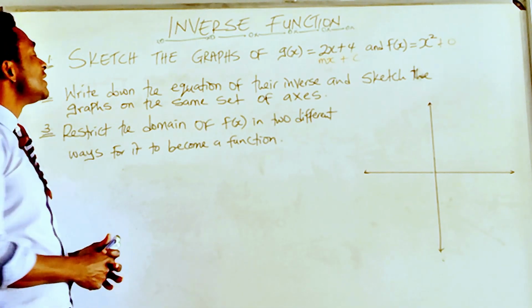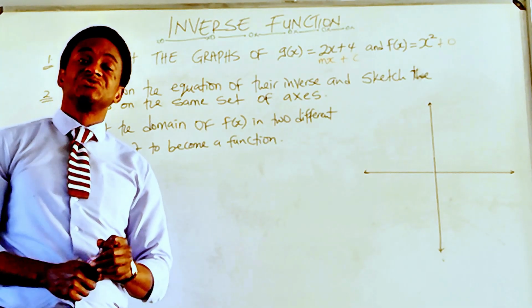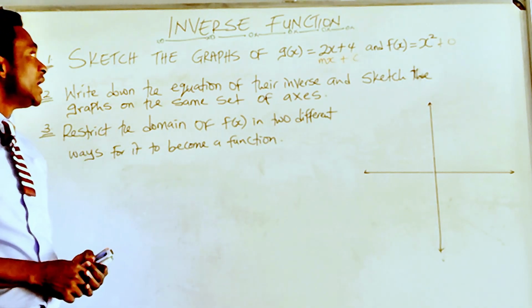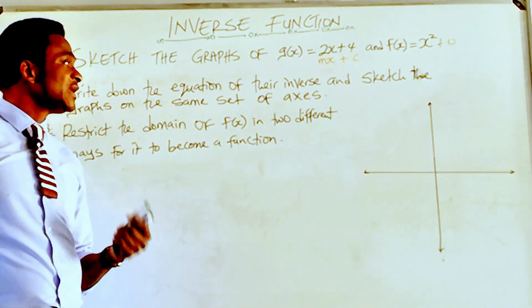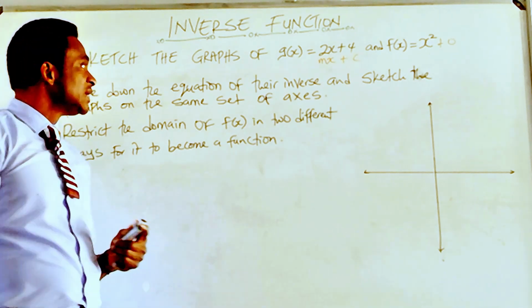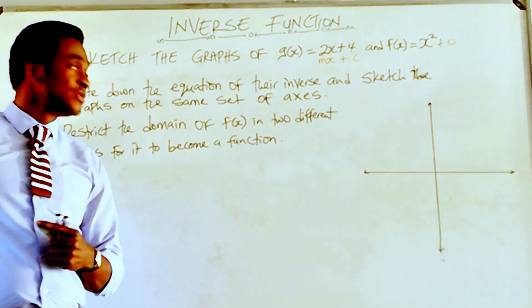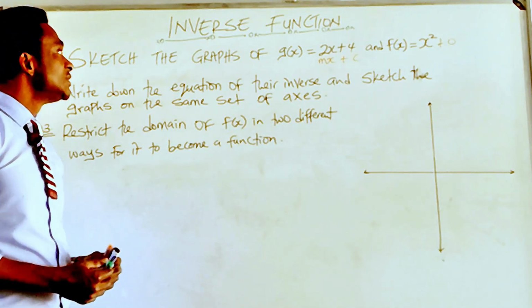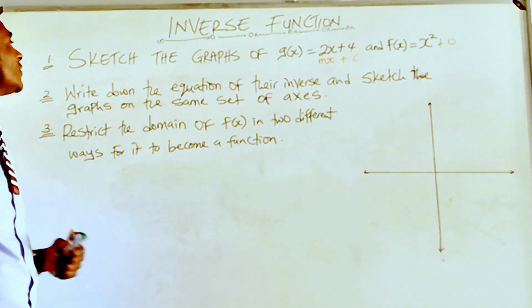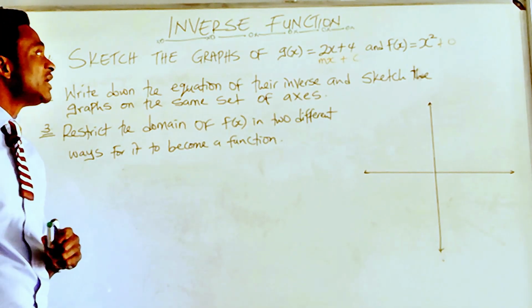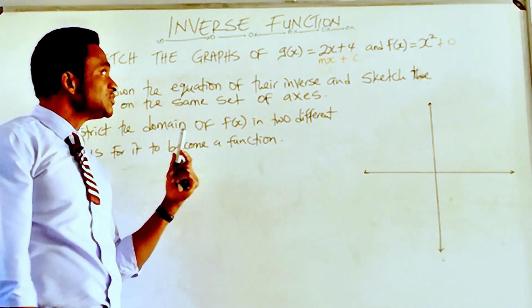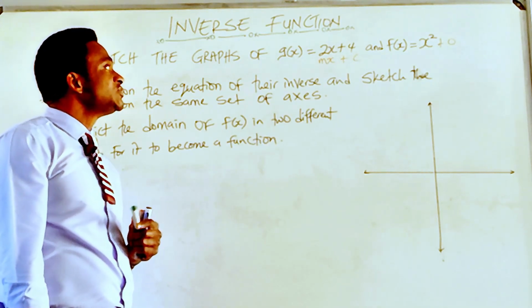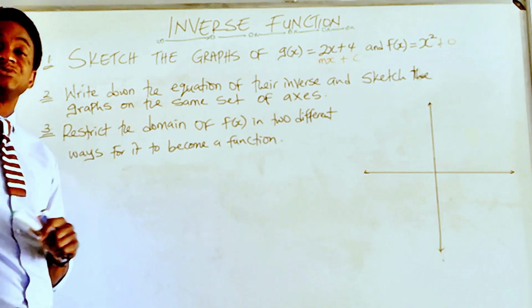For today we'll be looking at inverse functions, that is grade 12 functions: how to sketch the graphs of inverse functions, and how to rewrite the equations of inverse functions. Now we have question 1 asking us to sketch the graph of g of x equals 2x plus 4 and f of x equals x squared.